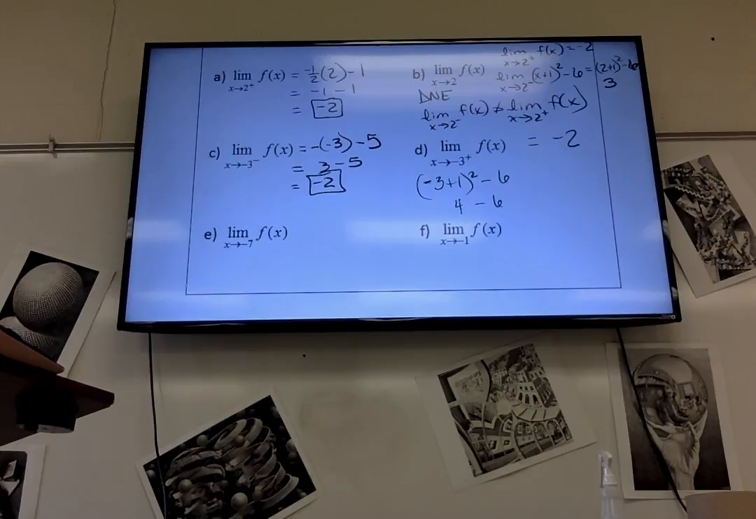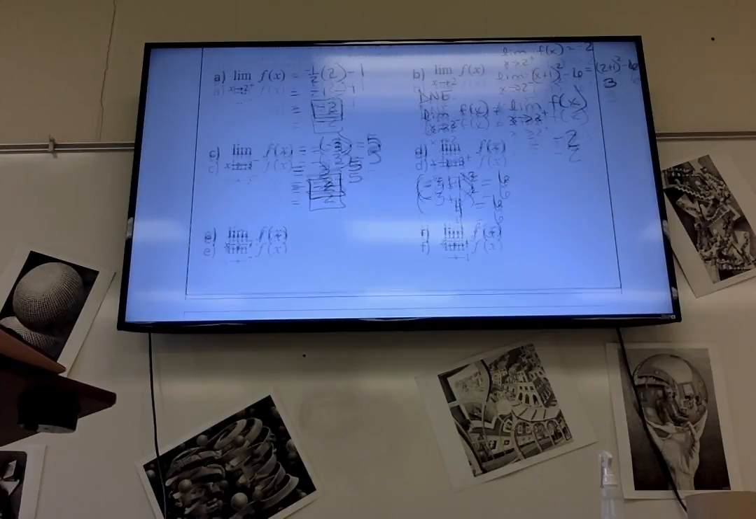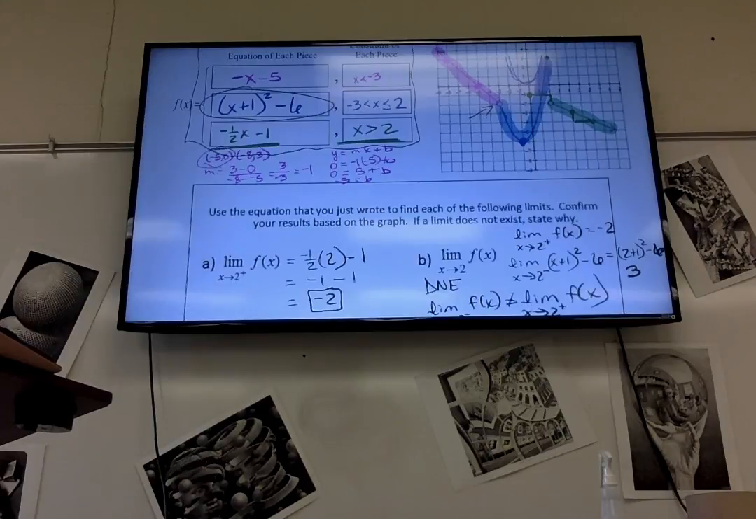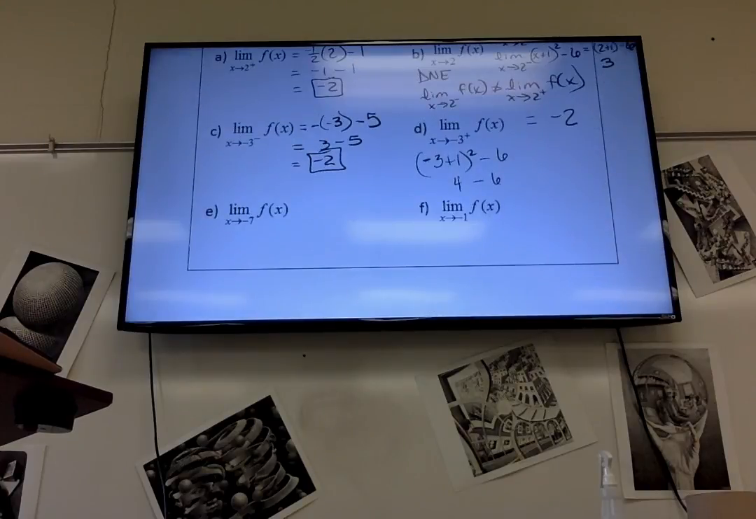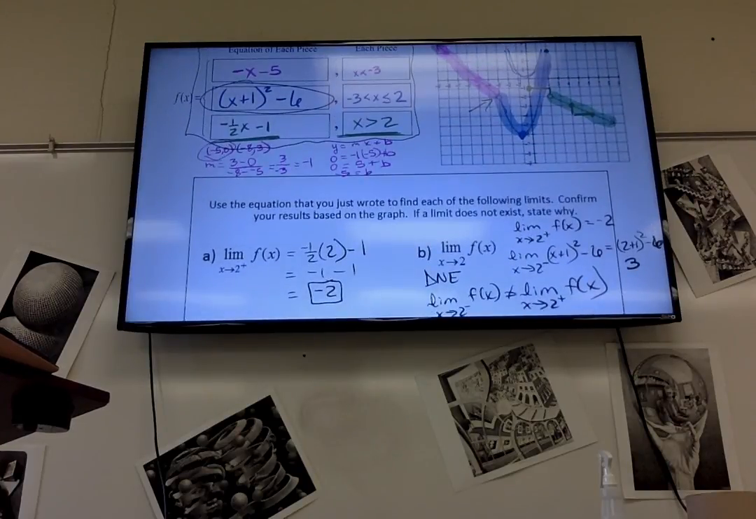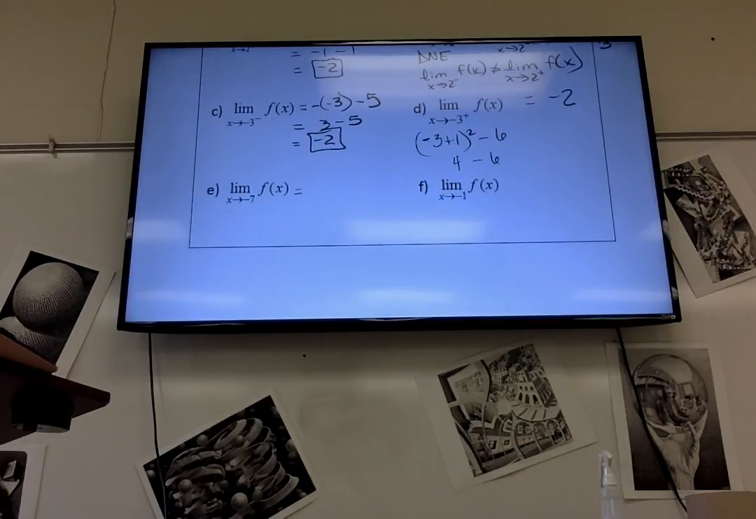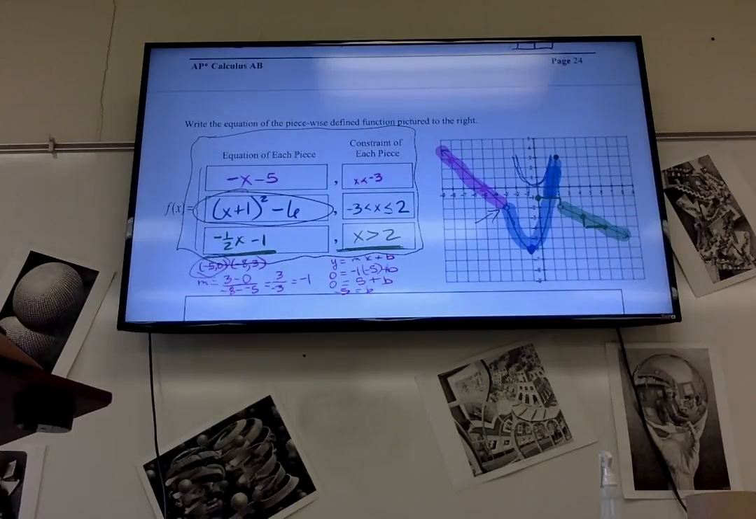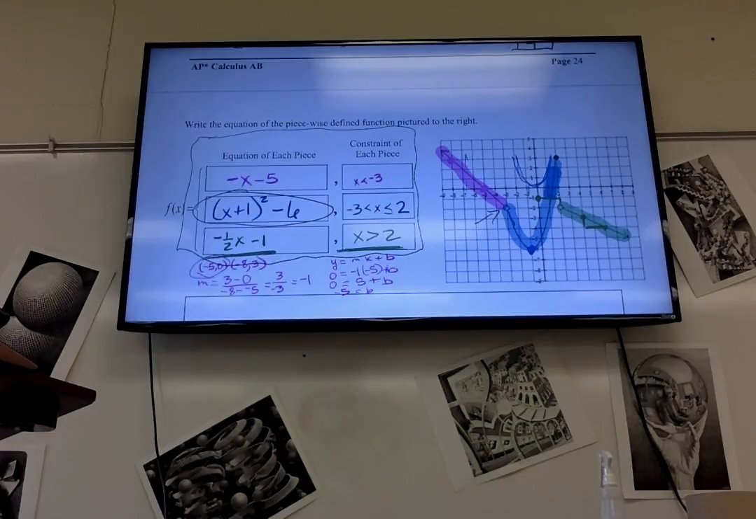Limit as x approaches negative 7. Brooklyn, which equation would we use here? I used the first one. Yes, because negative 7 is less than negative 3. So that's, let's see, it was negative x minus 5. So it's negative 7 minus 5. Negative of negative 7 minus 5, which is 2. So negative 7 corresponds to that point right there, which is indeed at 2. Okay.